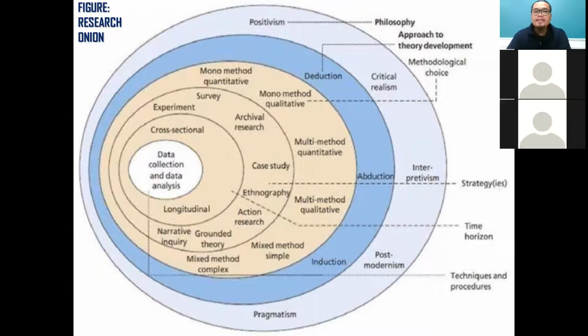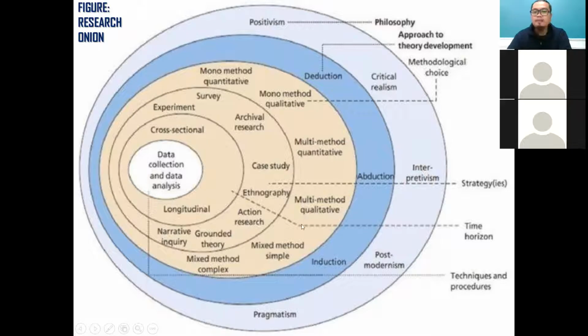Okay, we have monomethod quantitative. Monomethod quantitative represents that you use quantitative only. If you use qualitative only, we call that monomethod qualitative. Then they have multi-method quantitative, meaning that you use two or more. If you use one, we call that monomethod quantitative, but if you use many, maybe two and above. For the quantitative, for example, you use survey and then you do experiment. That we call multi-method quantitative.